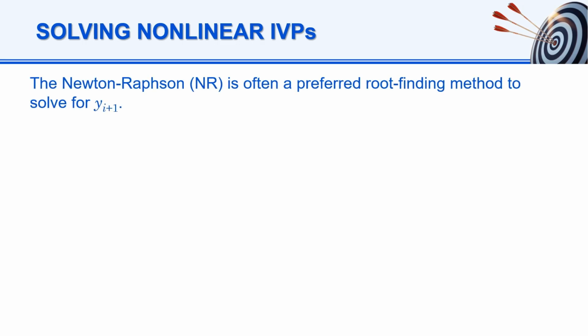The Newton-Raphson is often a preferred root-finding method to solve for the current step value, y_{i+1}. Another thing to consider, sometimes people use fixed-point iteration for simpler nonlinear problems, but that's a type of root-finding too, albeit not as robust as Newton-Raphson.